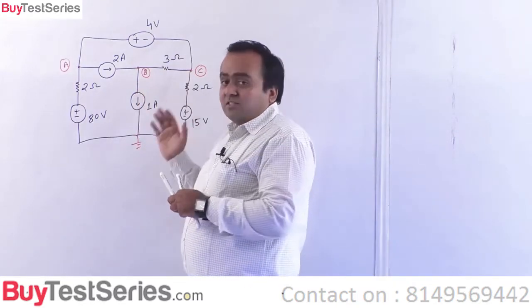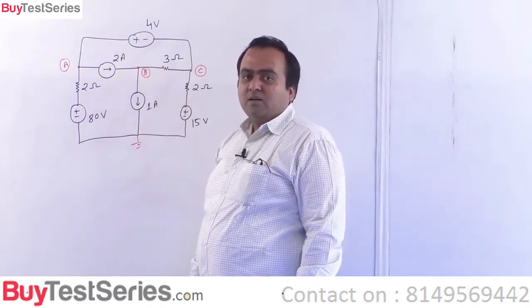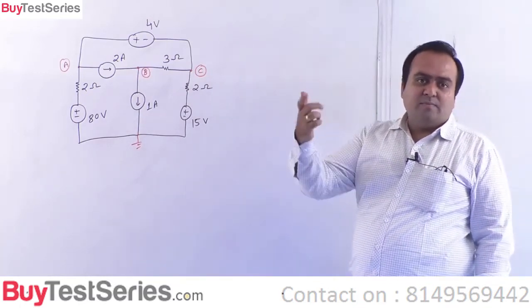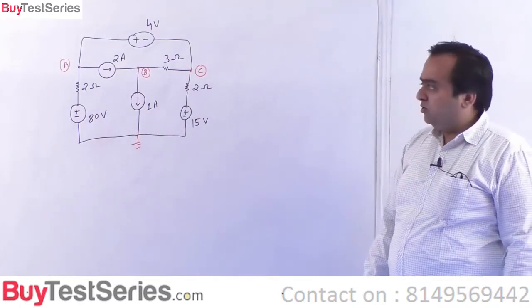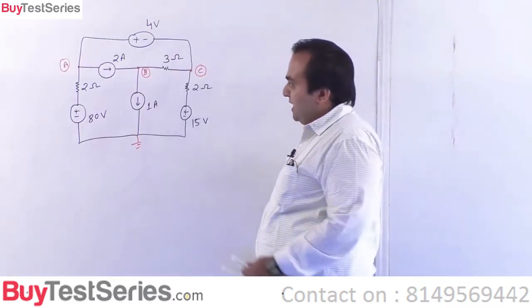So we have to balance the voltages in a closed loop. We have to balance the currents at a particular node. That's what we have to do. तो किसी भी एक नोड को पकड़ के या किसी भी एक लूप को पकड़ के हमें स्टार्ट हो जाना होता है.